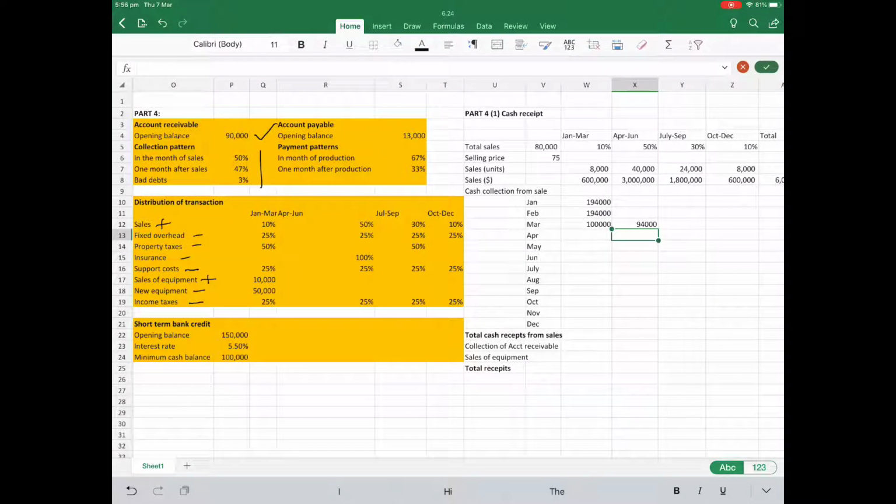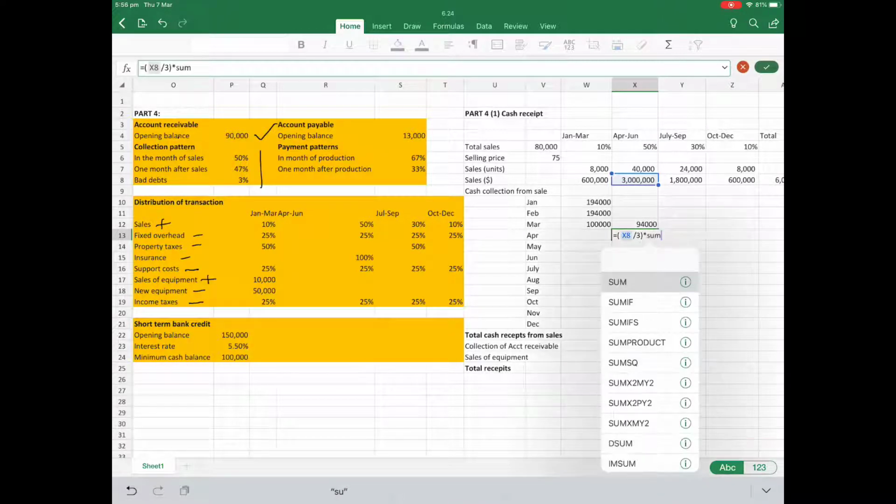Alright? Now April for quarter 2 is similar to January for quarter 1. So the full amount, 97% of the sales of April, will be collected in quarter 2. So again, I take 3 million divided by 3 times the collection percentage.